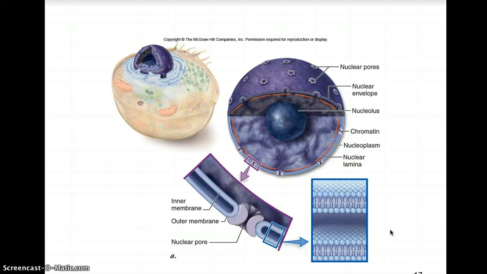So what you can see is here's our nucleolus, here's our region where the chromosomes would be found, here is our nuclear envelope, and these little holes are the nuclear pores through which RNA can leave and go out into the cytoplasm.